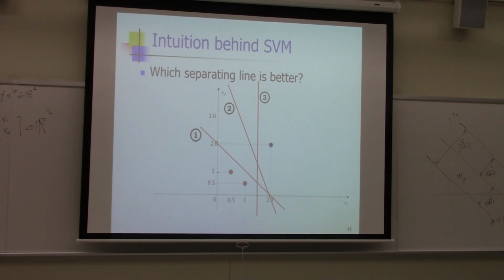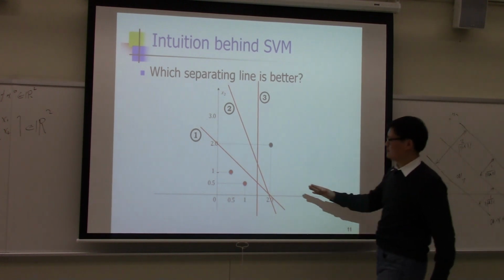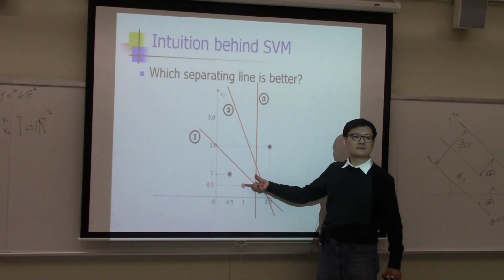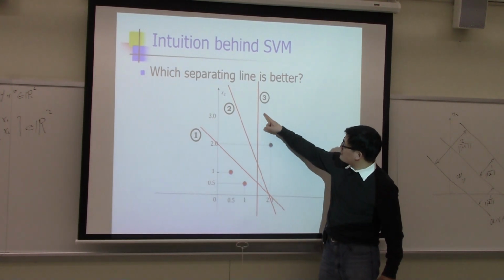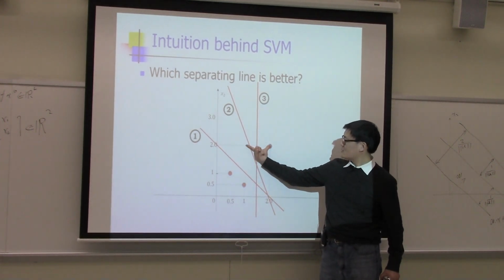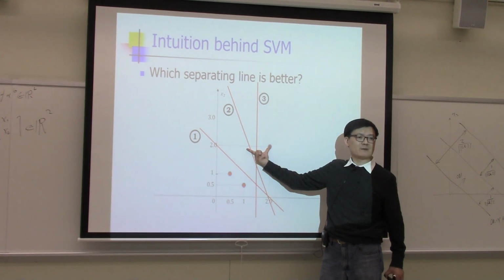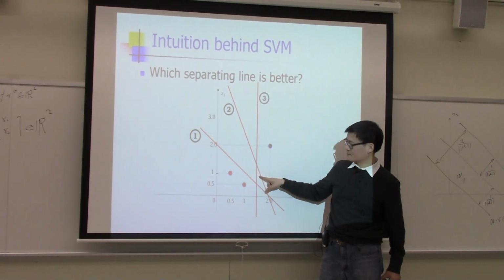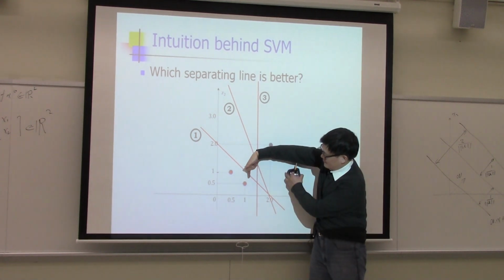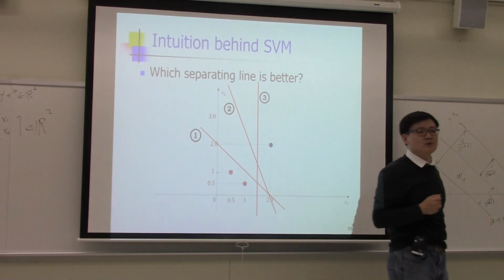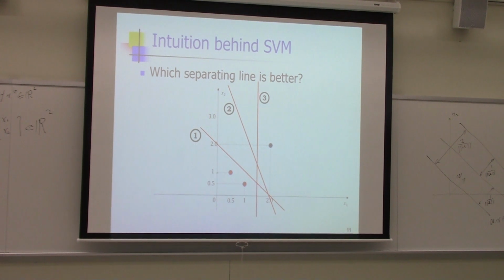First, all the 3 lines completely separate the 2 classes. That's good, which means they are all separating lines. But which line has the largest margin? How about line 1? This is the margin size. And how about this one? This is the margin width. And this one could be here. So line 2 likely has the largest margin.